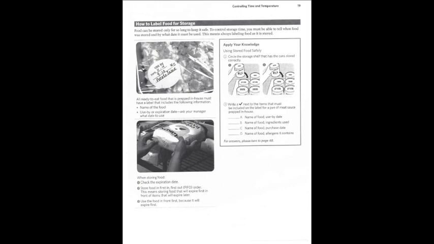When storing food, check the expiration date. Store food in first in, first out order. This means storing food that will expire first in front of items that will expire later. Use the food in front first because it will expire first.